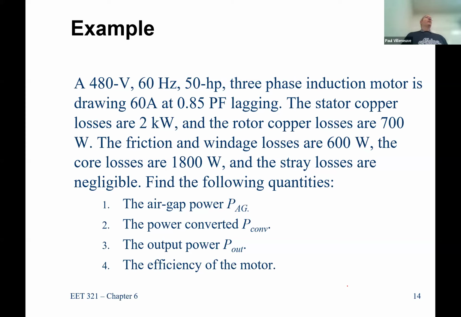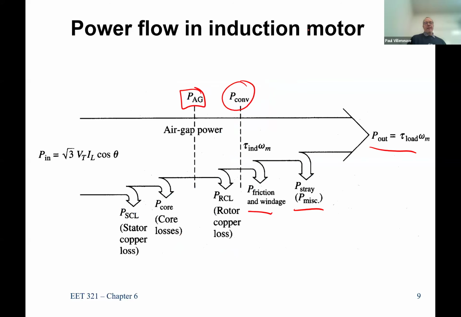So I don't have an equivalent circuit to work with here, do I? I don't know what X1, R1, X2, and R2 are equal to. Those are all unknown, so I can't use the equivalent circuit. But what I can use is this diagram here. Right? I'm told everything in terms of power. So if I go back to this diagram, I'm actually able to calculate all these parameters. Okay.